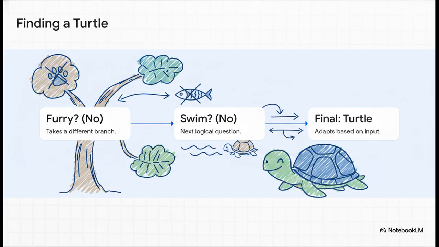Start over. Is it furry? But this time, let's say the answer is no. Well, that routes the entire system down a totally different branch. The next question isn't going to be about barking because the algorithm already knows that's irrelevant now. Instead, it asks, does it swim? We say no, and the final leaf, a turtle. The whole architecture entirely depends on the input parameters being processed at each specific node.